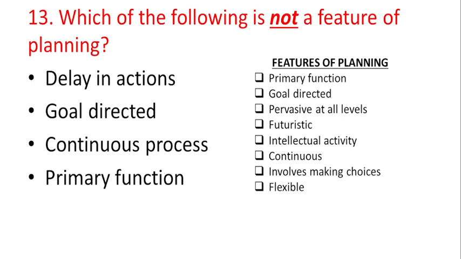And the fourth one is that it is futuristic. So it is also concerned with the future. It is not concerned with the past only, but it takes into consideration the past, present as well as the future. So on the basis of the past and present, we make the plan for the future. That's why it is futuristic. And the next one is intellectual activity.